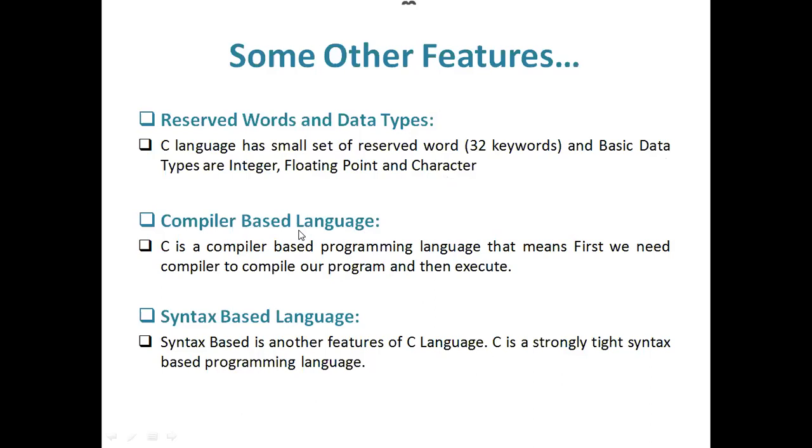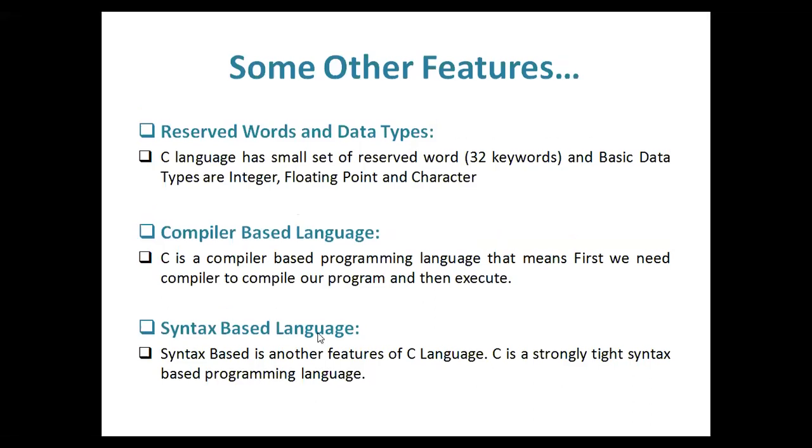Now, C is a compiler-based language, meaning that if you have written a program in C language, first we need a compiler to compile our program. Then we can execute it. And last, it is a syntax-based language, meaning that it is a strongly tied syntax-based programming language. If you have made any error in the syntax, then your program will not be compiled unless you remove those errors, and then you can execute your program.